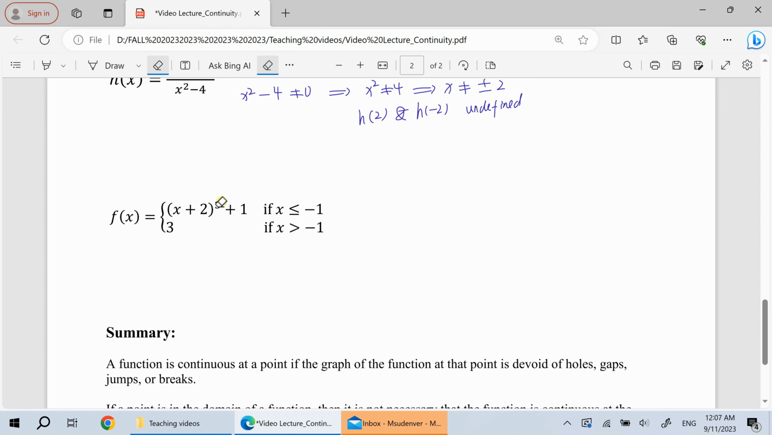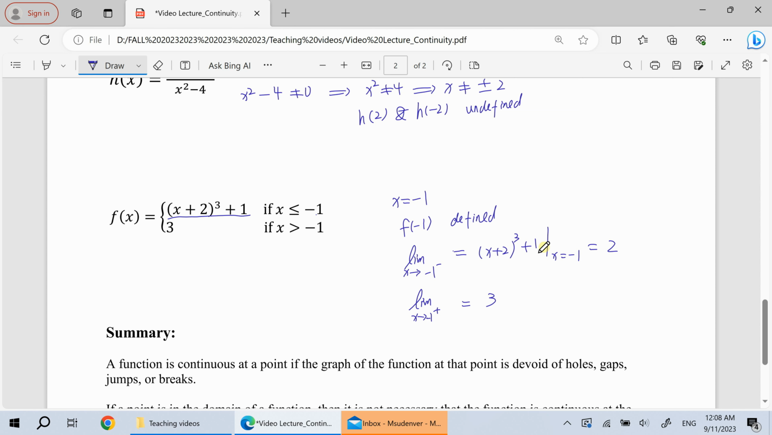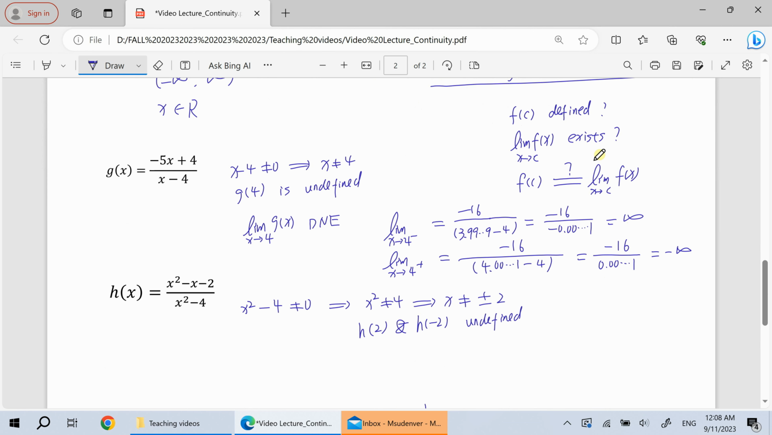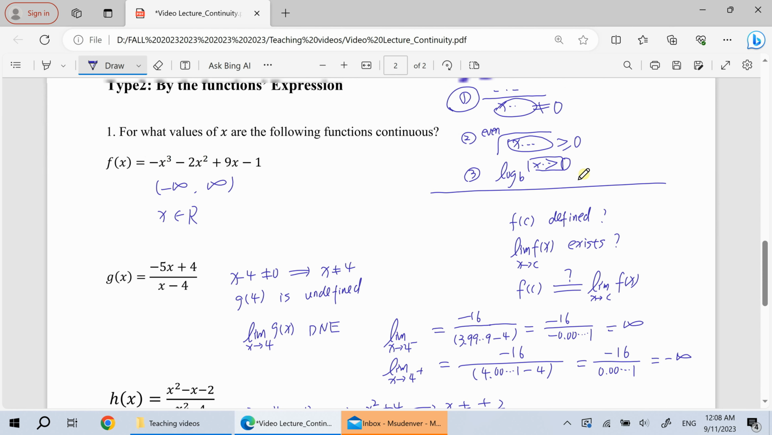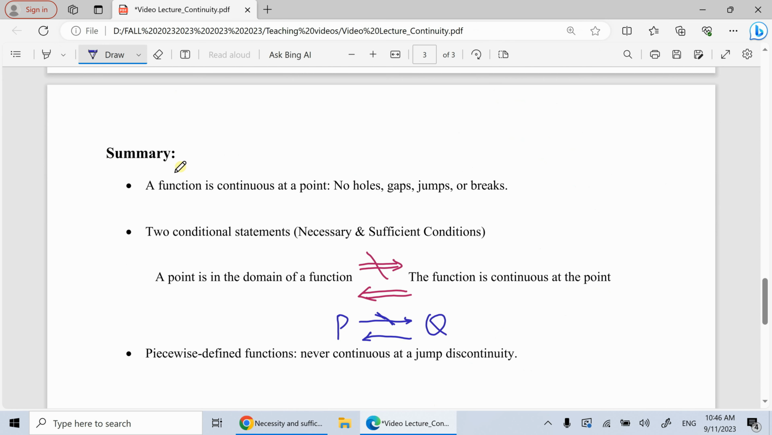For this piecewise function, consider this point at x equals -1. It is well defined at this point because we see the equal sign. Let's take a look at the limit. We found the left and the right limits. They are not the same. So this piecewise function can't satisfy the second condition. It is discontinuous.